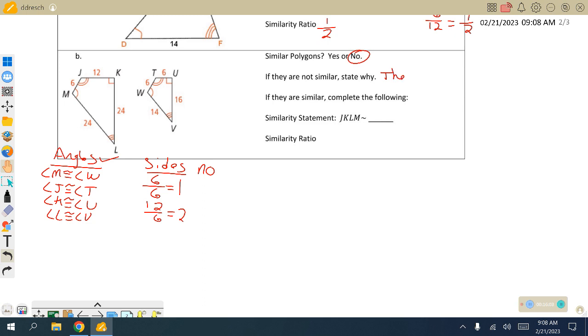The corresponding sides, if I can spell that, the corresponding sides are not, let's use that fancy word there, proportional. And if you said not the same ratio, that'd be fine too. Okay? But you don't need to go walk it around and do the other ones.